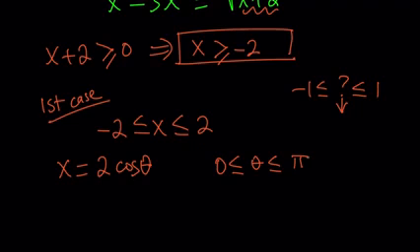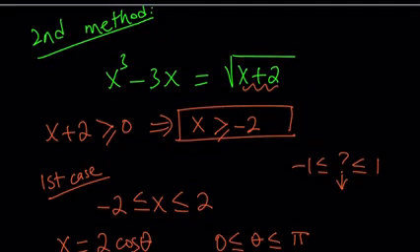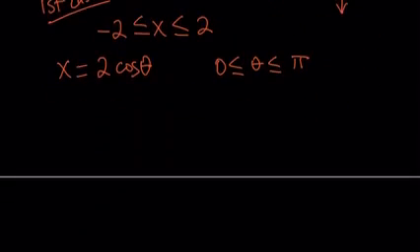This is needed because we want the half angle to be in the first quadrant. That's why I have this requirement. Make sense? So now if you go ahead and replace x with 2 cosine theta on both sides of this equation, you're going to get the following.